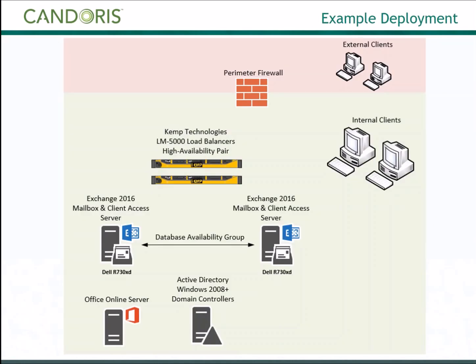This next diagram shows the example physical deployment in the overall network topology. Note the 2 servers participating in a database availability group for mailbox database redundancy and the KEMP application delivery controllers publishing client access to the Exchange servers for internal and for external clients. We'll talk more about that in a later slide. Office Online Server is also deployed in a single server in this topology, but note that it can be made highly available by deploying multiple servers with a network load balancing technology.